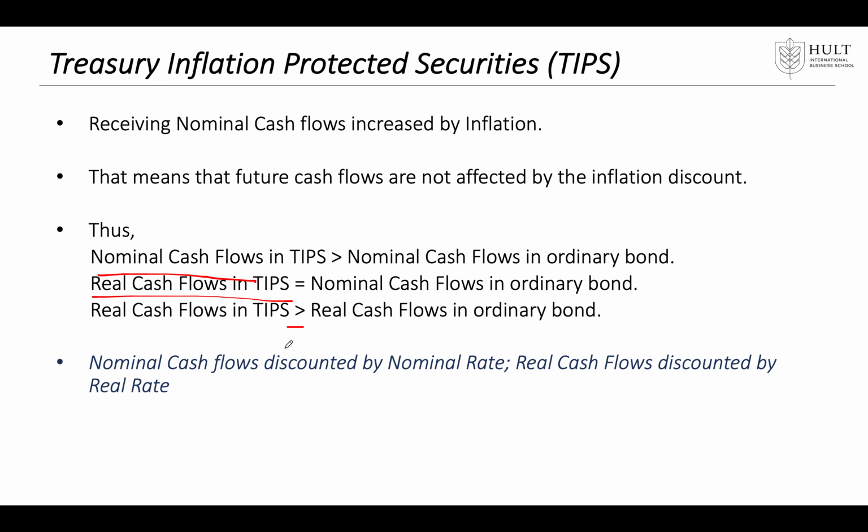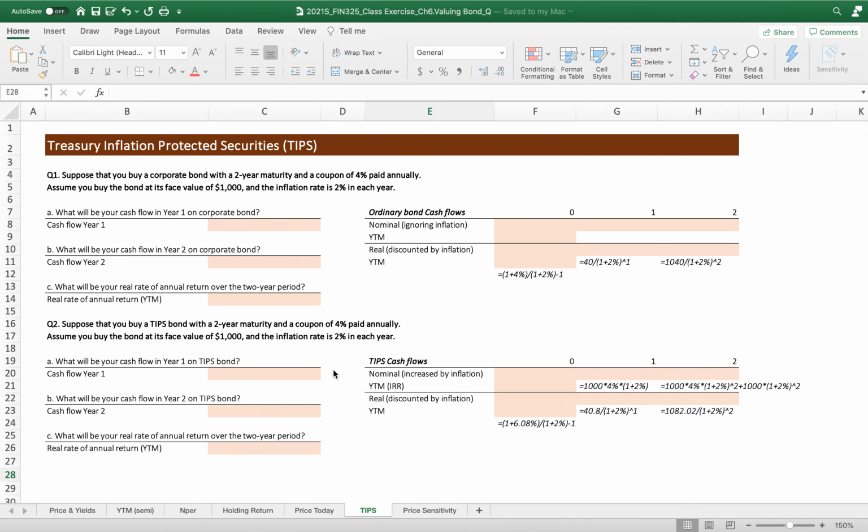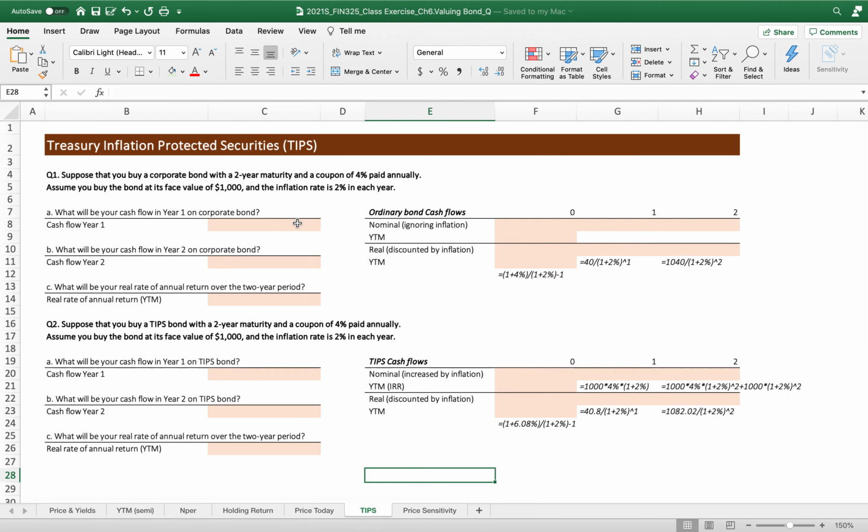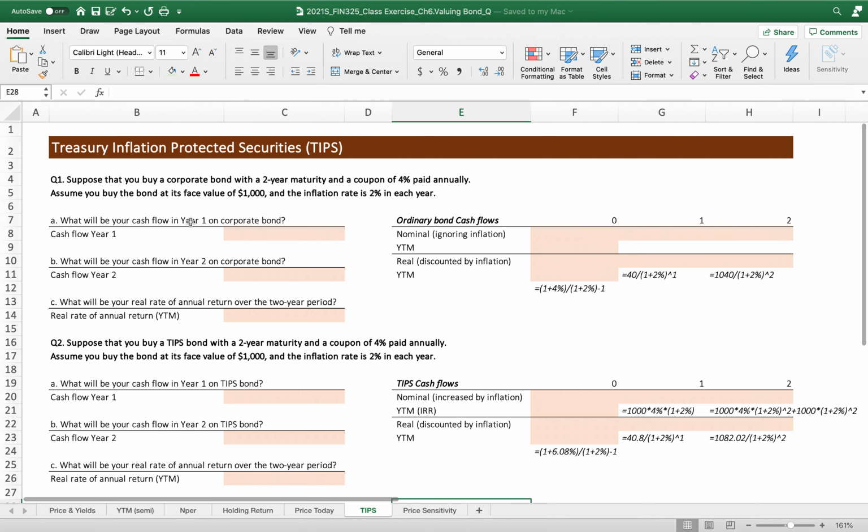Okay, so let's take a look at this Excel exercise. Suppose you buy a corporate bond with a 2-year maturity and a coupon rate of 4% paid annually. Assume you buy the bond at its face value, $1,000. The inflation rate is 2%. First, we have the first table, which is the ordinary bond cash flow ignoring inflation, with the nominal interest rate.